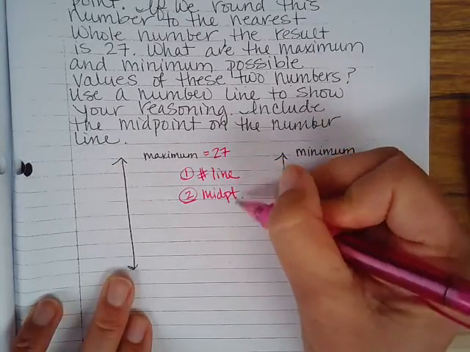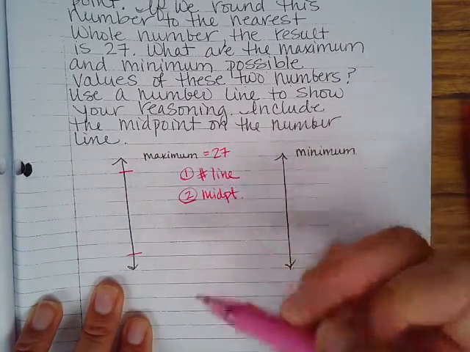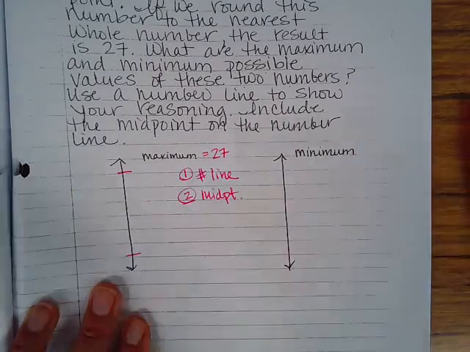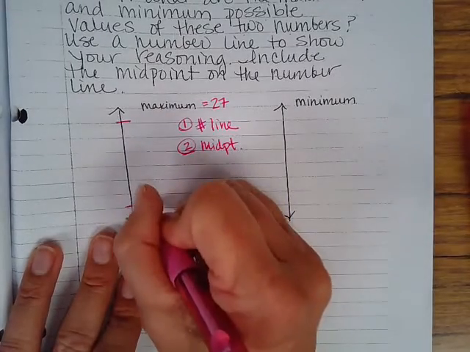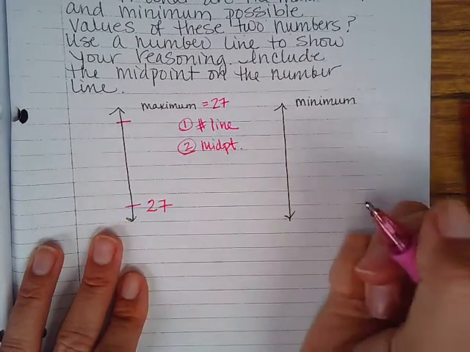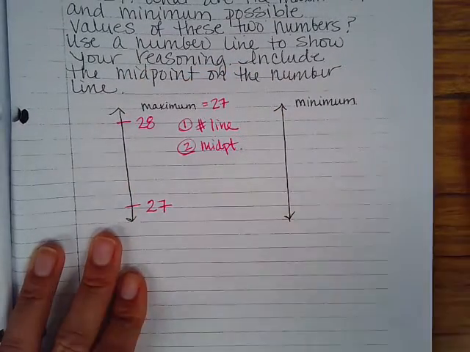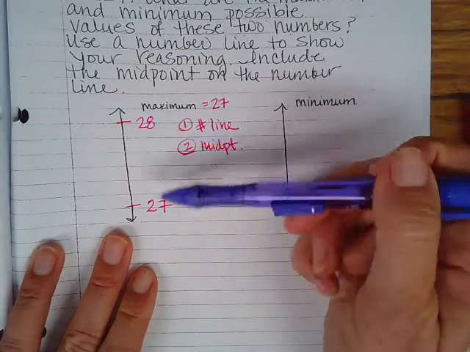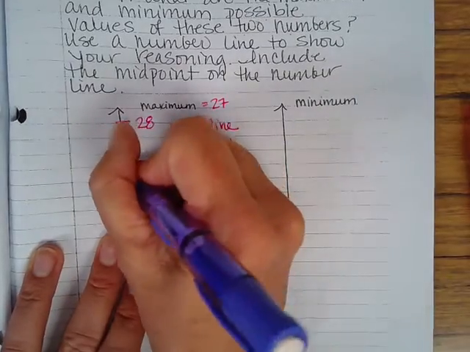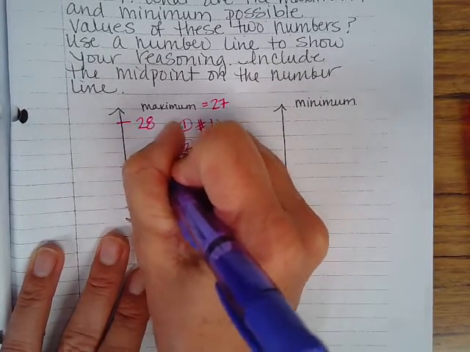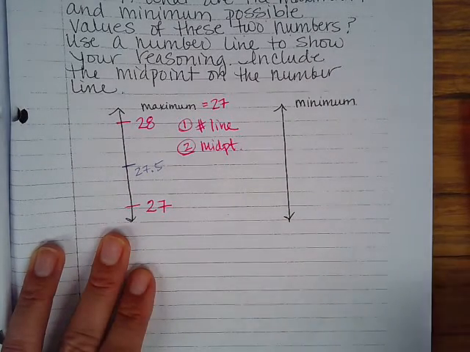But before we can find the midpoint, we have to label and figure out between what two numbers this number is going to live. So if we go from 27 to 28, because we're talking about whole numbers, what would our midpoint be between 27 and 28? What is that midpoint? Excellent. 27.5.